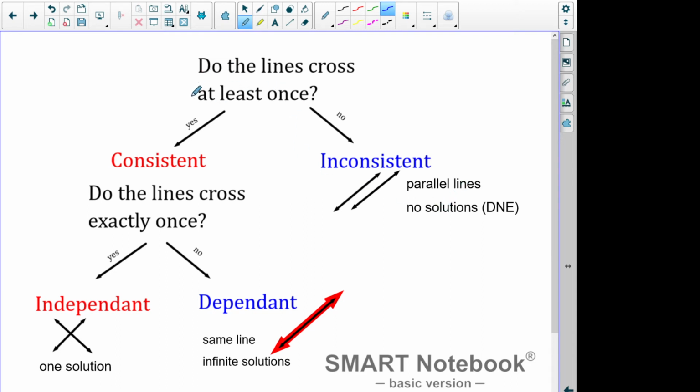If they do have at least one solution, then we would say, yes, they're consistent. Okay. And if they're consistent, how many solutions do they have? If they have one, that would be independent. So we would say that system is consistent and independent. And if they have an infinite number of solutions, we'd say that system is consistent and dependent. Okay, so if you need to pause the video right here and write that down, feel free to do that.